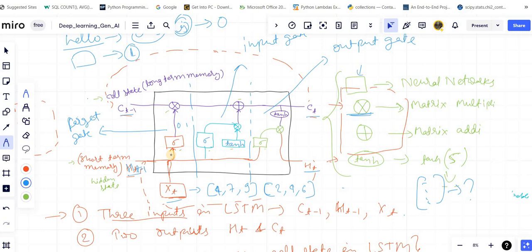Sorry, I didn't get your point. No, this is fixed. This is the LSTM architecture. This is not going to change.